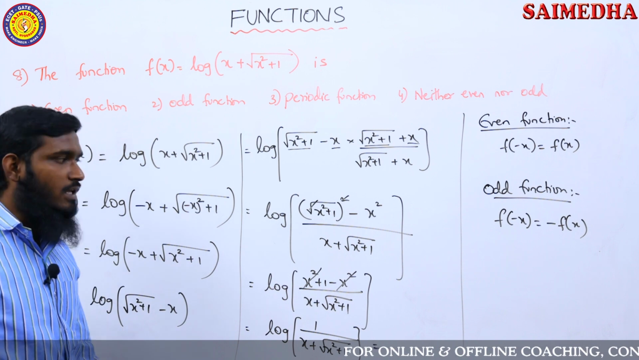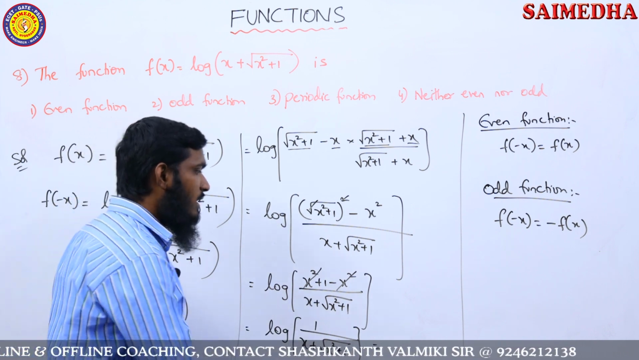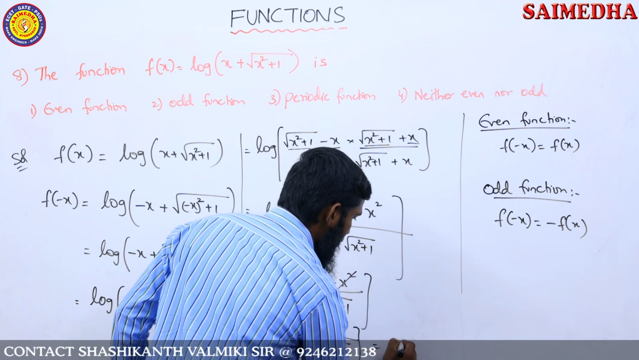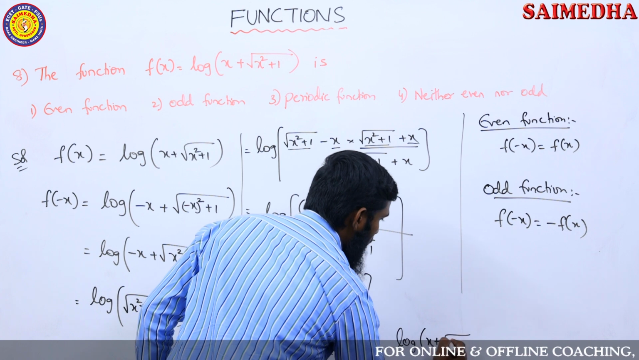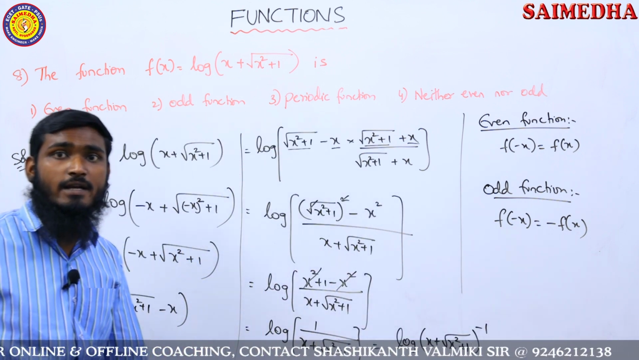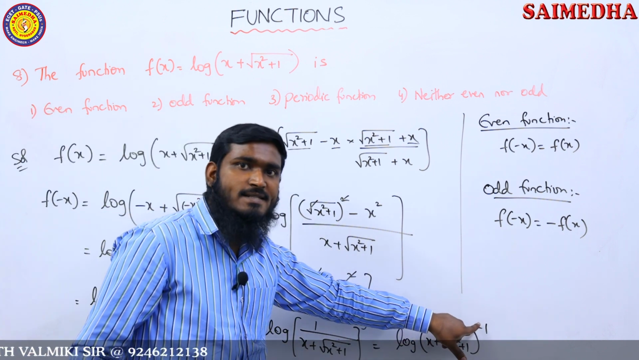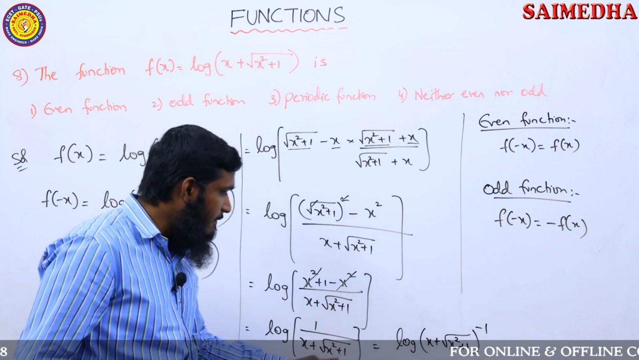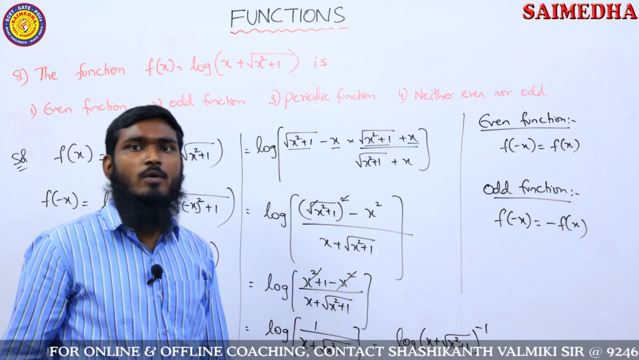Now 1 divided by x + √(x² + 1) we can write as log(x + √(x² + 1)) to the power -1. We write it as minus 1 because 1 divided by something means we write that part with power minus 1, which removes the minus sign.